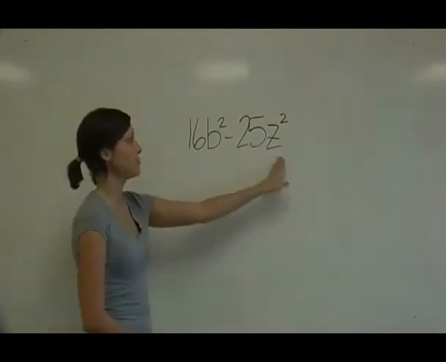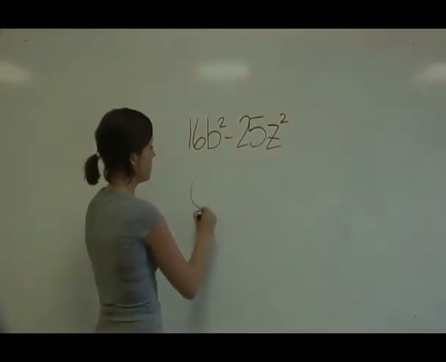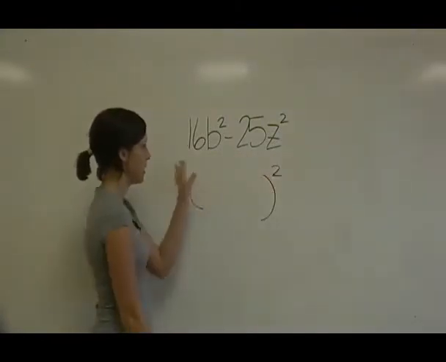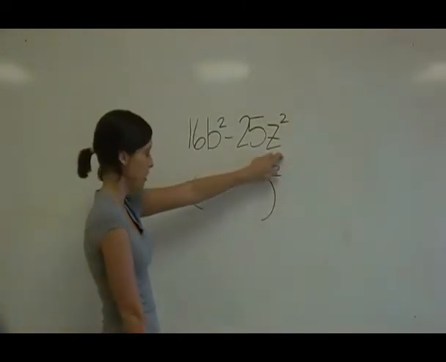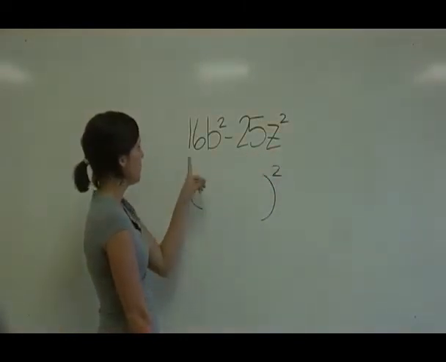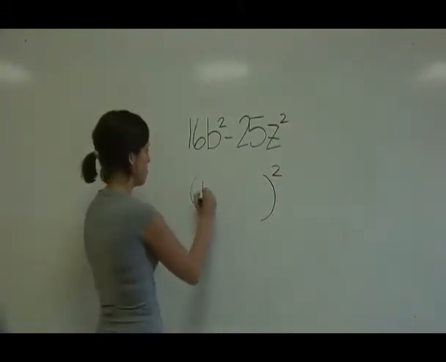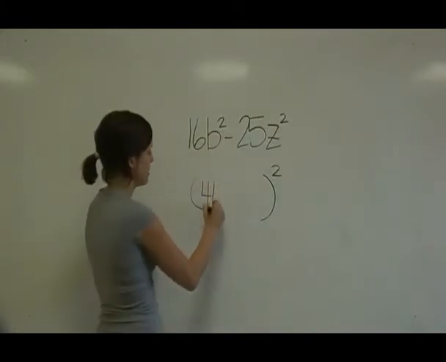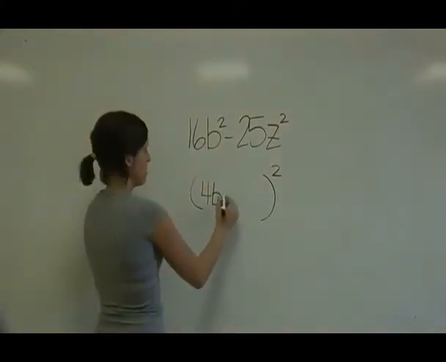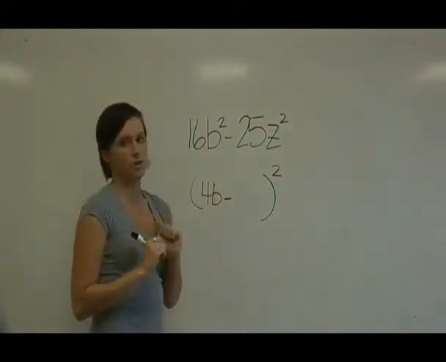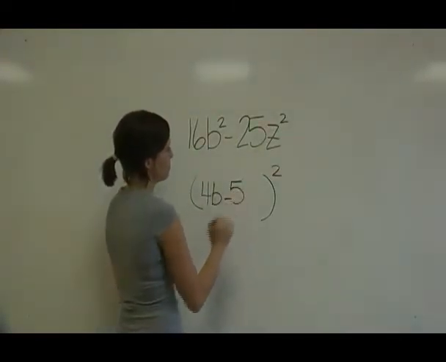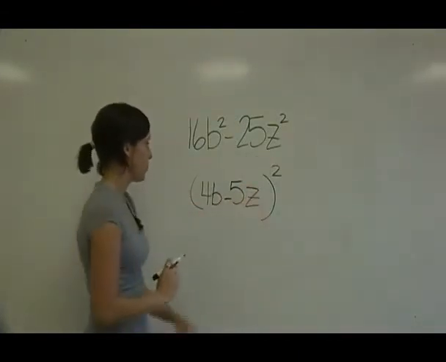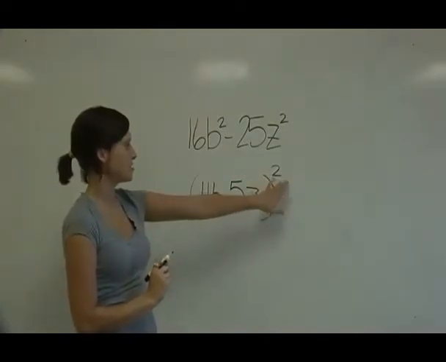So everything inside the parentheses is squared. We can make a parentheses like this, and we can square it, since we know every term in this problem is a square root. So we have 16, and the square root of 16 is 4. And we have b, which is squared already, so b by itself will work. We have minus 25, which is a square root, and the square root of 25 is 5. And the square root of z squared is z. So, in simplest form, we have 4b minus 5z, all squared.